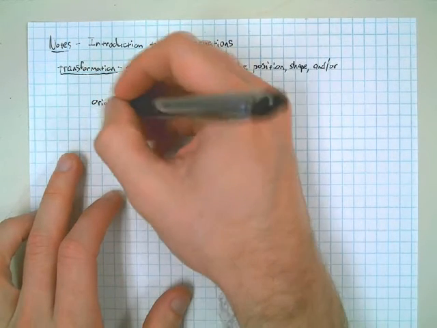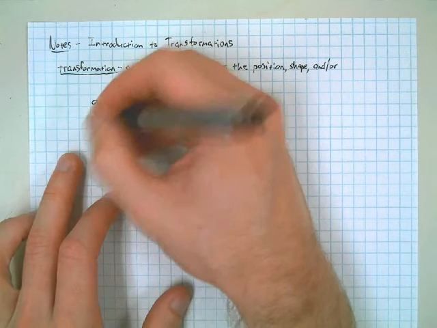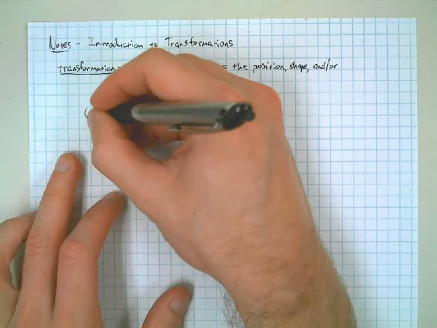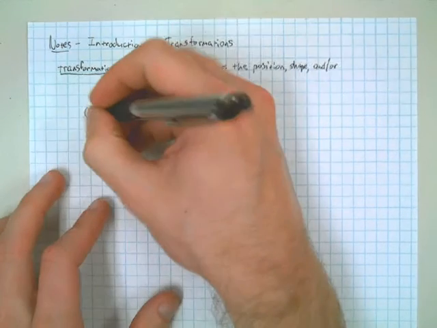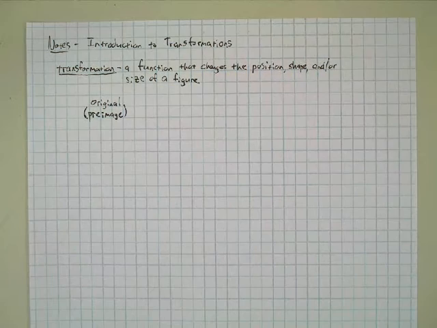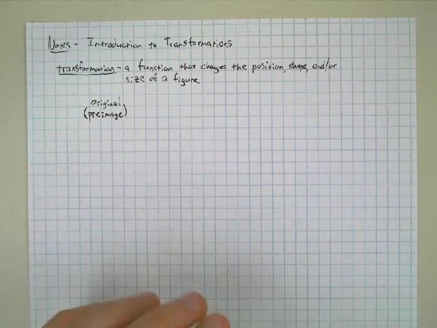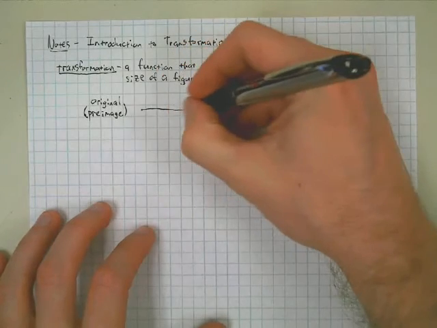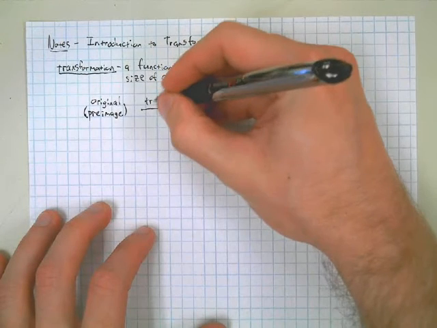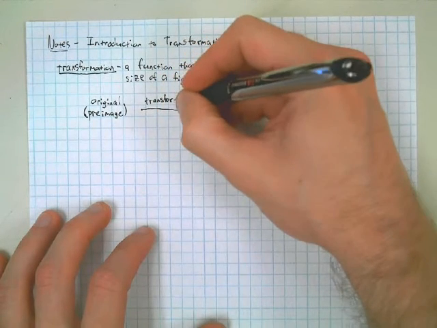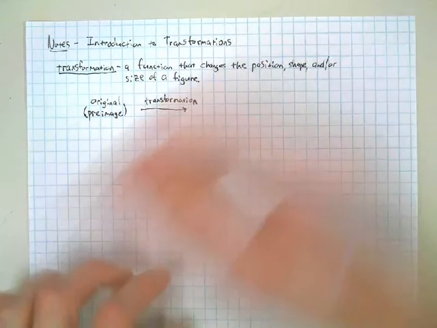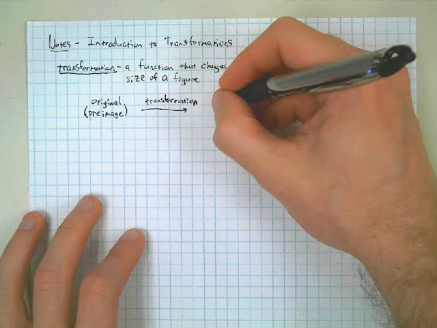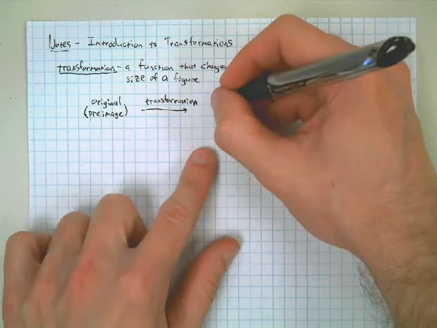So for example, we talk about the original figure, which is also known as the preimage, which really annoys me that we call it the preimage, and I'll explain why in a second. We start with an original shape or object, sometimes called the preimage. It undergoes some sort of transformation. Some transformations we have names for, some we don't, and we'll look at some examples. Then when you transform it, the original becomes the image.